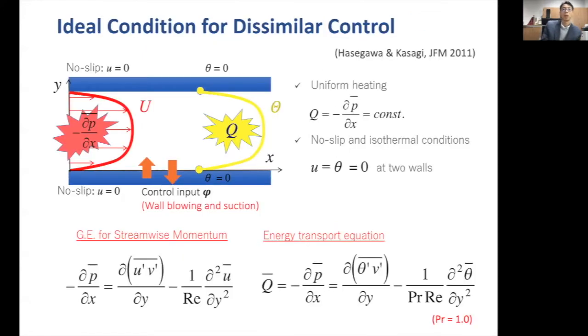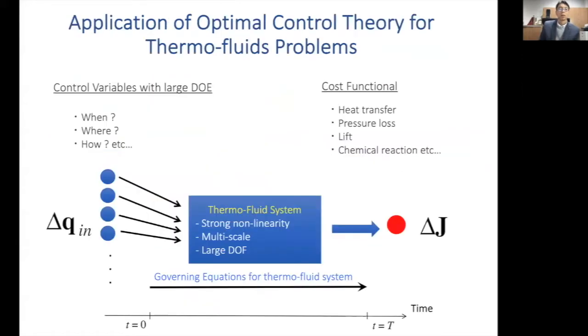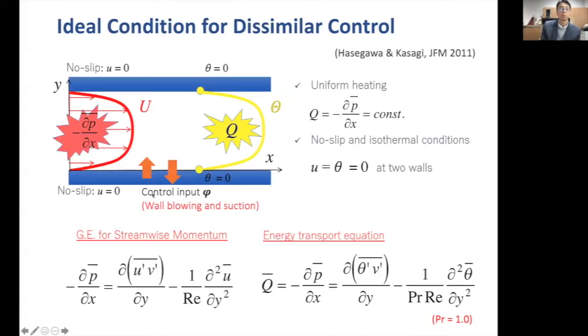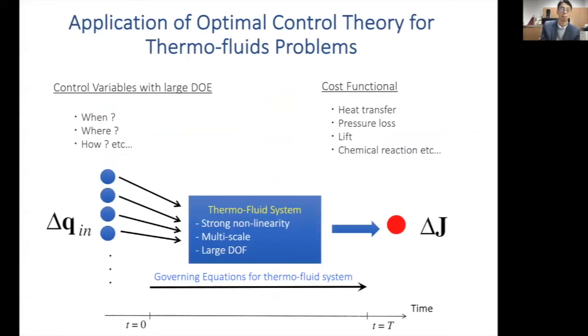Now, we try to control this flow by applying blowing and suction from the wall. So here, the control input we call phi, which is in general a function of space and time on the wall. So how can we find the optimal control input in our case? This problem is very complex because this control input is an arbitrary function in space and time. There's a huge possibility, a huge degree of freedom.